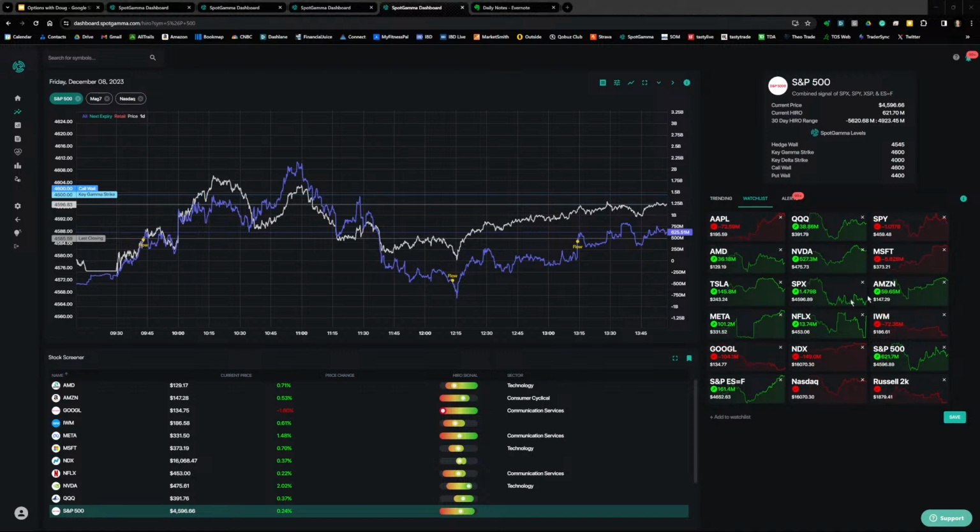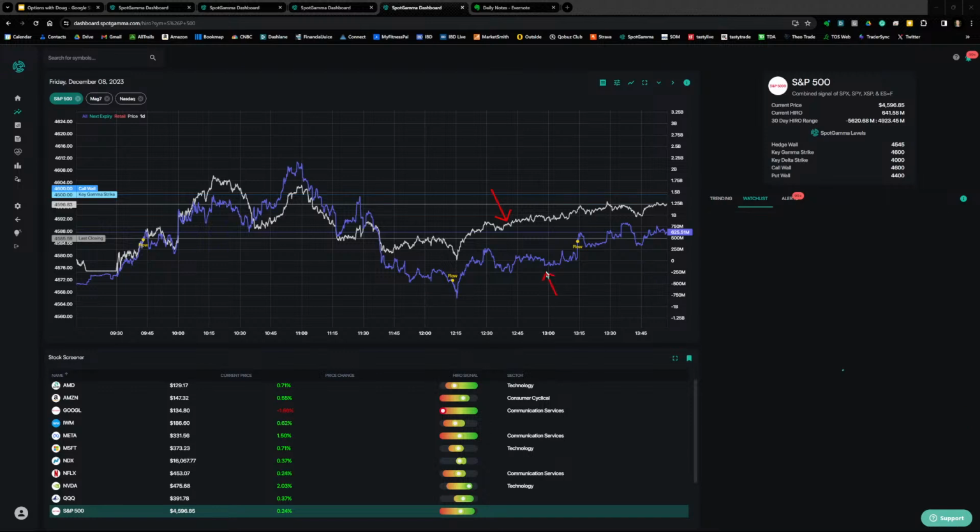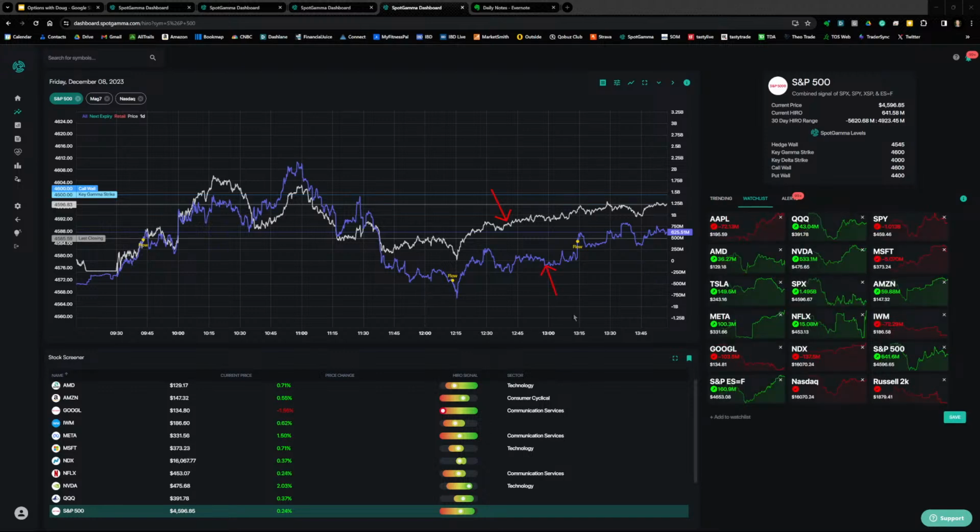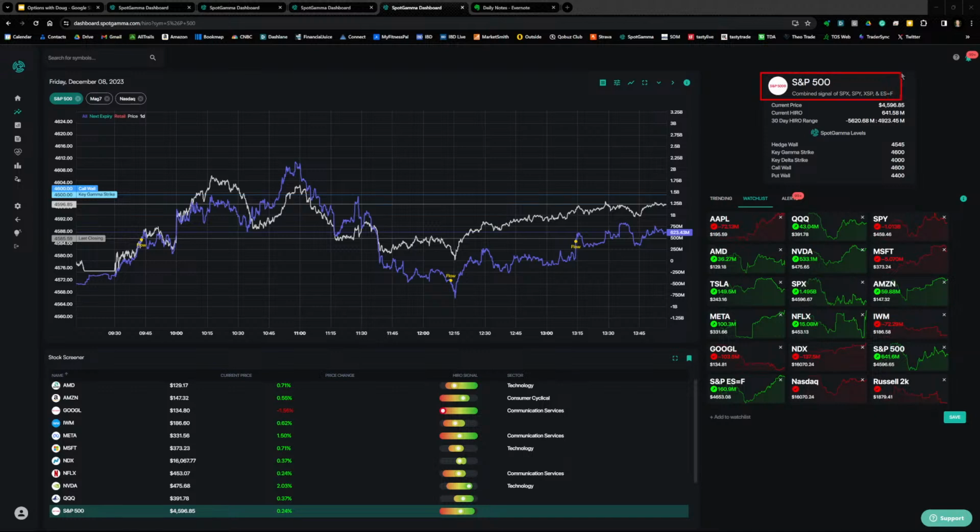And what this chart is showing is price for SPX and the hero signal, hedging impact, real-time options, showing options trades and market maker hedging activity for a combined signal for SPX, SPY, XSP, and ES futures. So if you trade any form of the S&P 500, this is the signal that you probably want to look at. This is the signal that I look at, this combined signal.